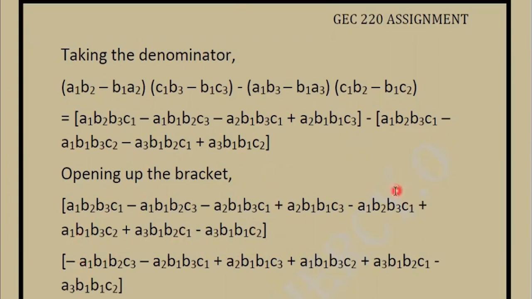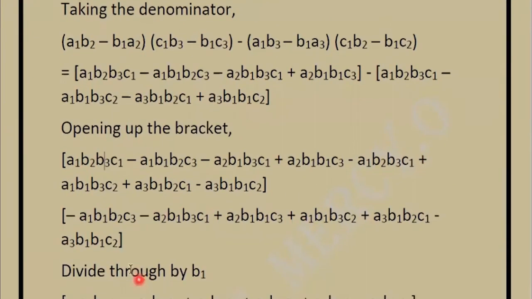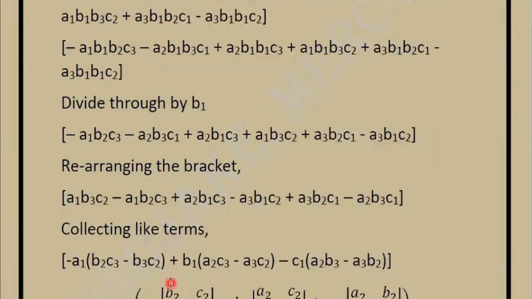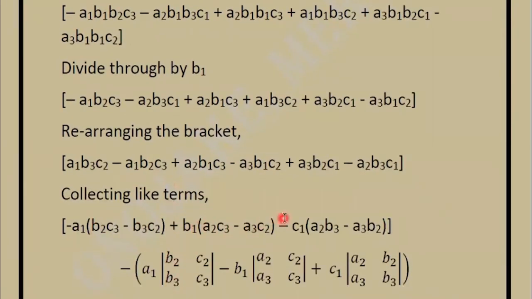Cancelling the needful here and here. Oh, sorry. Here and here. Then we get this. But we can still see, as usual, B1 is recurrent. So we divide through by B1, leaving us like this. We rearrange the brackets in terms of like terms. Then we collect these like terms together and we have this.